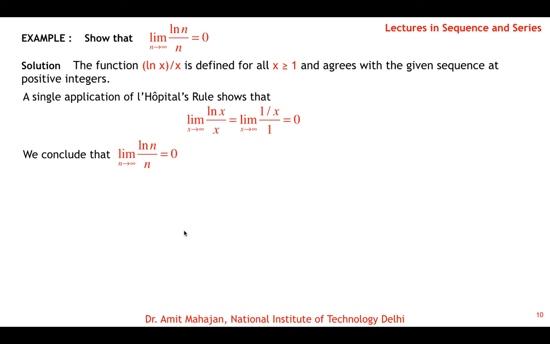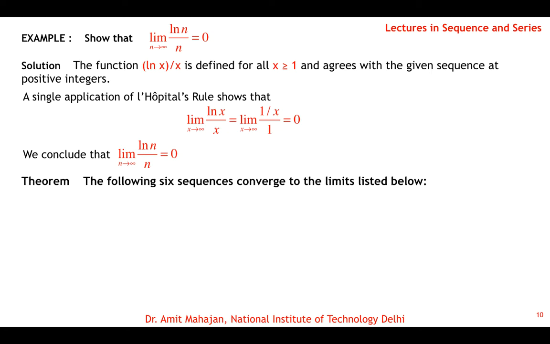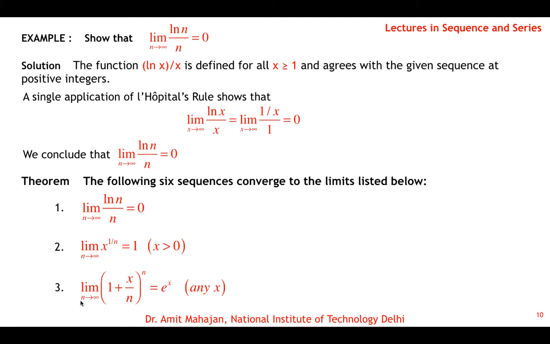Now I'm giving you some important results which you can remember, and you can try to prove them too. I'm not giving the proofs. One is already given: the limit as n tends to infinity of log n by n is 0. The second is the limit of x power 1 by n is 1 for x positive. The third is the limit of (1 plus x over n) whole power n is e power x for any x. The fourth is the limit of the nth root of n is 1.